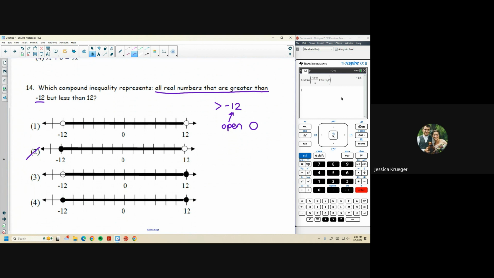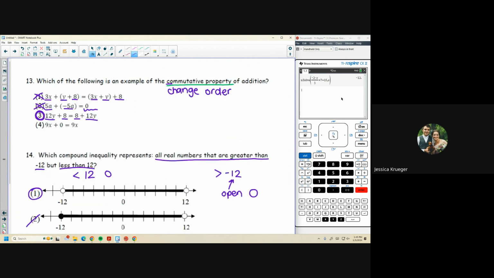So I can get rid of choice 2 and choice 4. And then less than +12. If it's less than or equal to 12, we'd have a closed circle, but because it's just less than, this is another open circle. So 3 will not work. It has to be choice 1.